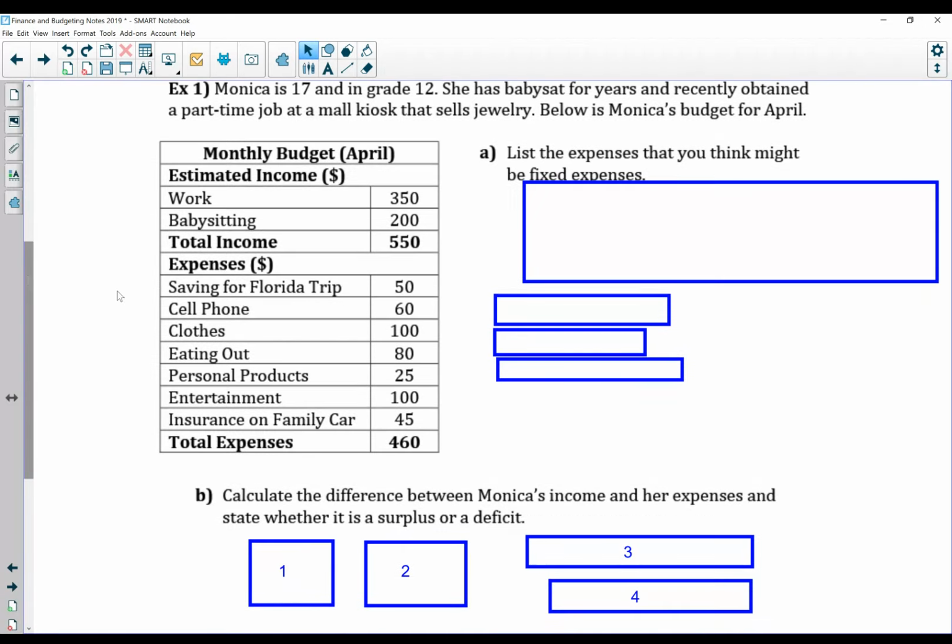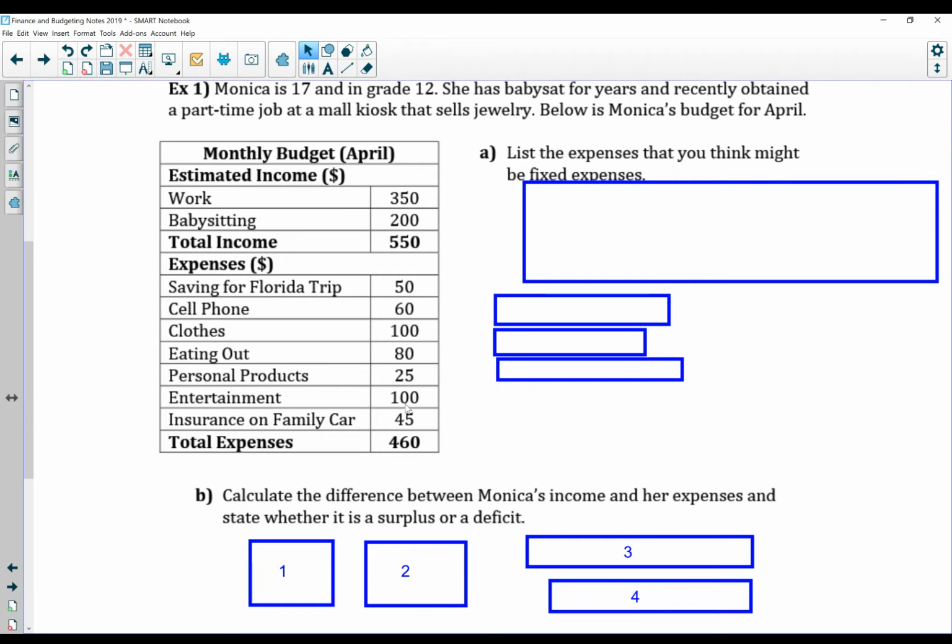Her expenses, well, she wants to save for a Florida trip. That's going to be $50. She has to pay for her cell phone, so that's a $60 bill. She wants to buy clothes, so she's going to budget $100 for that. She wants to budget $80 for eating out. For personal products, maybe she's buying some makeup or something like that. She has $25.